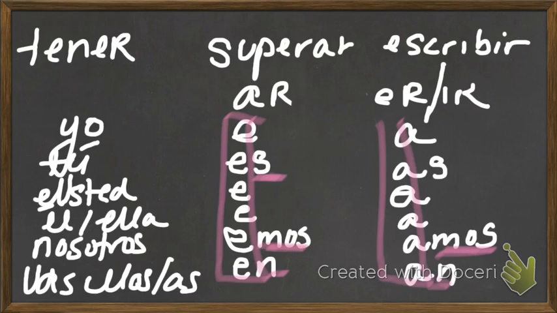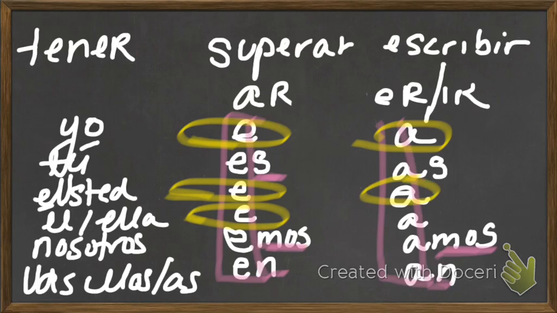What do you notice that could be problematic? Yeah, so the yo form is the same as the usted form, which is the same as the él and ella form. So, no es super claro yo versus él, ella, usted. So, probablemente debes usar el pronombre. So, en vez de decir que baile, probablemente es mejor decir que yo baile, o que usted baile, o que él baile. Ok, so practiquen, por favor, tener, superar y escribir. No es nada nuevo.